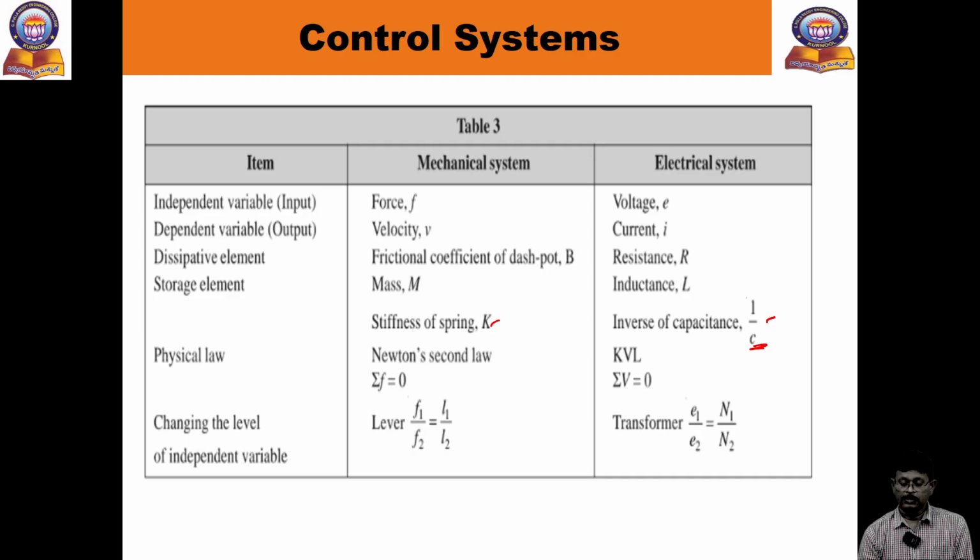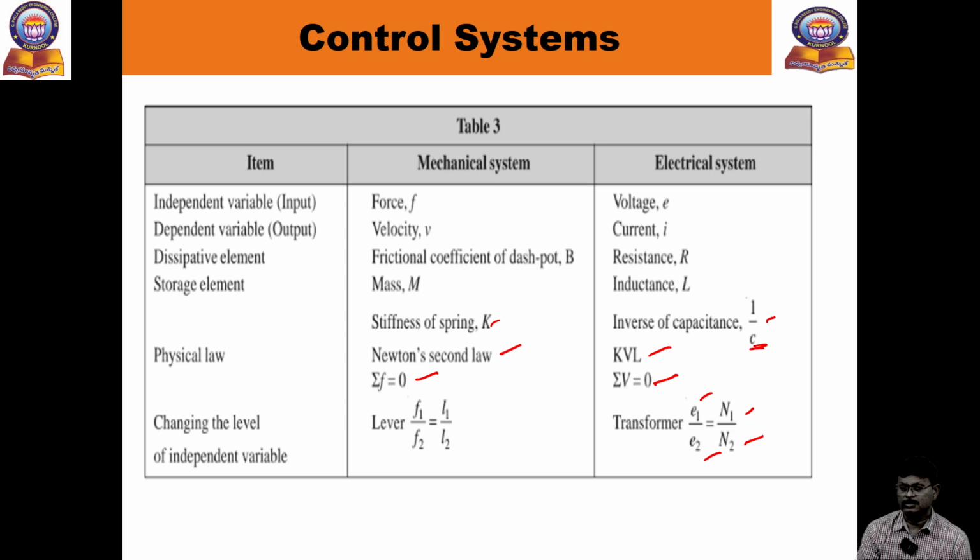You are applying Newton's second law here, and there you apply KVL. The algebraic sum of the forces is equal to 0, and here the algebraic sum of the voltages is equal to 0. For the lever, take F1 by F2 or L1 by L2. Similarly, for the lever, N2 by N1, or E1 by E2. So these are just some comparative tables between mechanical systems and electrical systems.